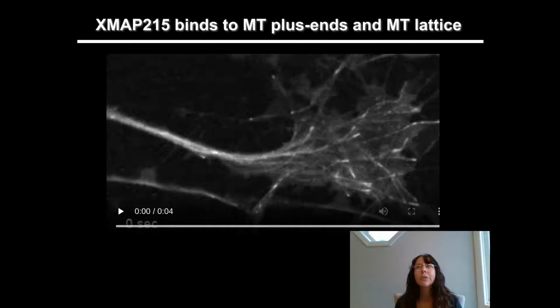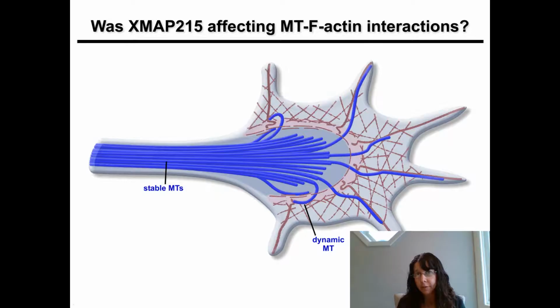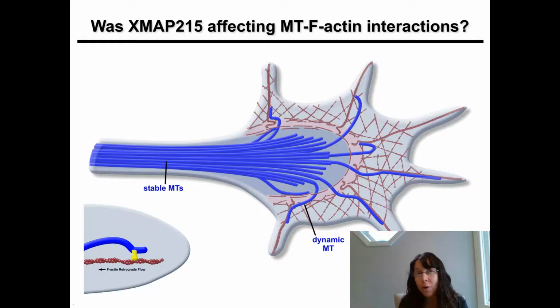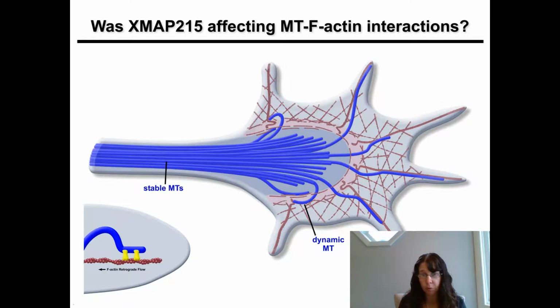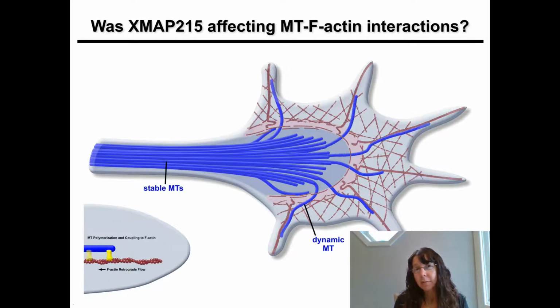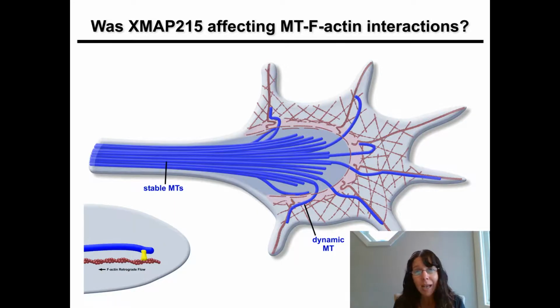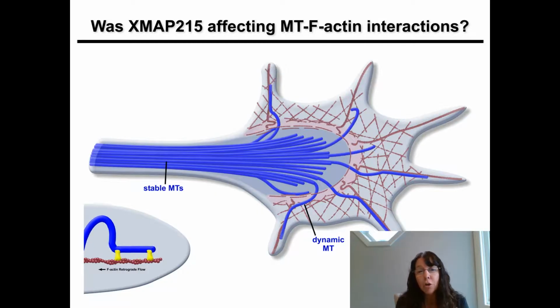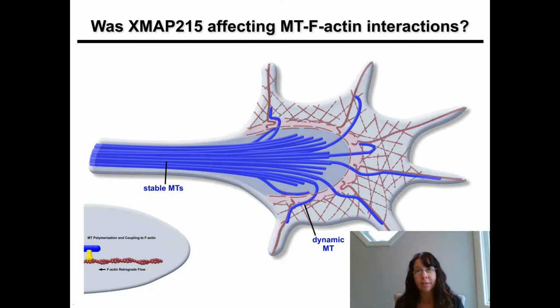This led us to wonder, well, in order for microtubules to grow along these F-actin bundles, the F-actin is also undergoing a process called retrograde flow. You can see this in the bottom left cartoon, where actin is flowing backwards towards the center of the growth cone, but the microtubules are moving forward. But if the microtubules are going to be moving along the F-actin, using them as guides, there has to be transient, frequent coupling and uncoupling, regulation of the interaction between microtubules and F-actin. And we wondered, could XMAP215 be playing a role in this interaction?